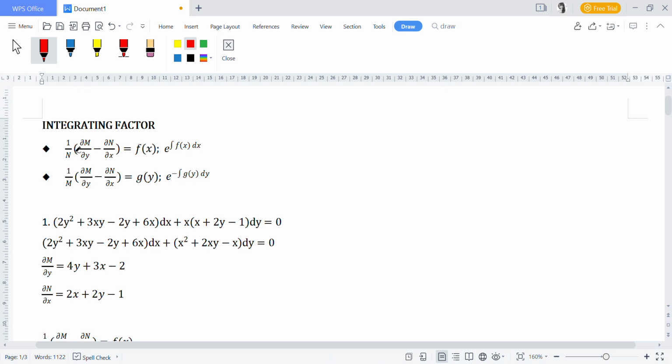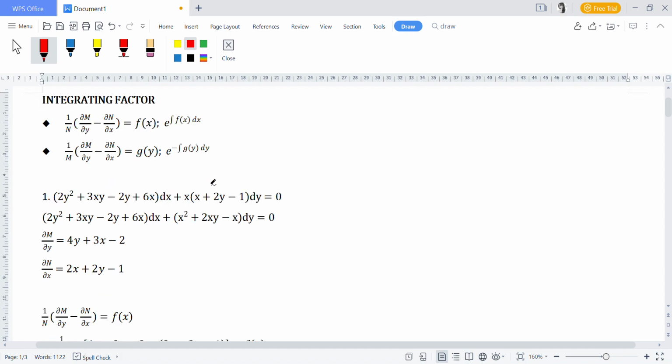We have 1 over N times the partial of M in terms of y minus the partial of N in terms of x is equal to f of x, or if the function is x alone, then our integrating factor is equivalent to e raised to the integral of f of x dx. Then, if 1 over M times the partial of M in terms of y minus partial of N in terms of x is equal to g of y, or if the function is y alone, then our integrating factor is simply e raised to the negative integral of g of y dy.